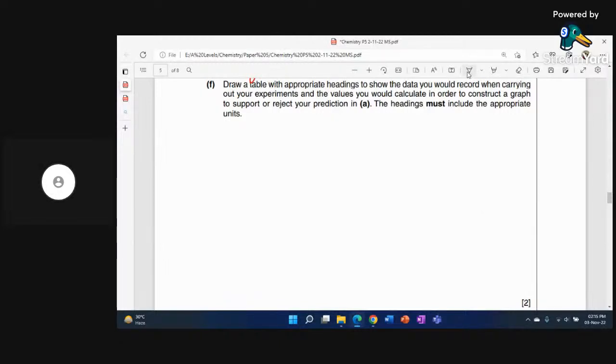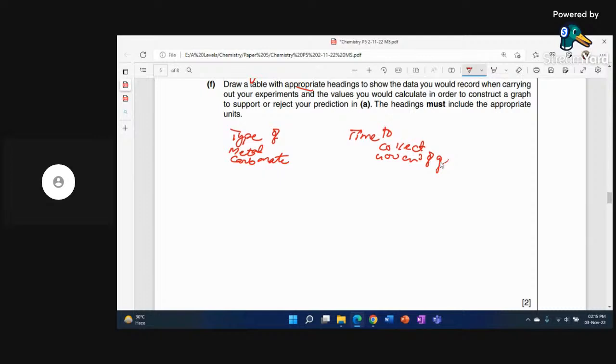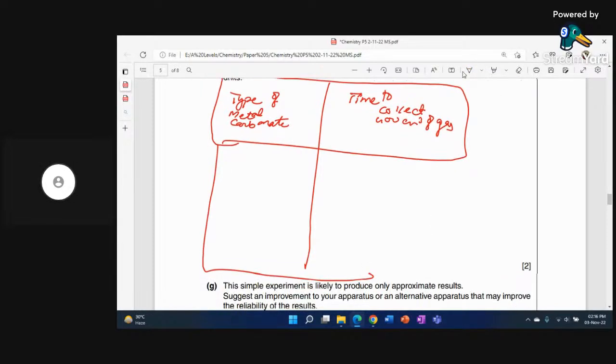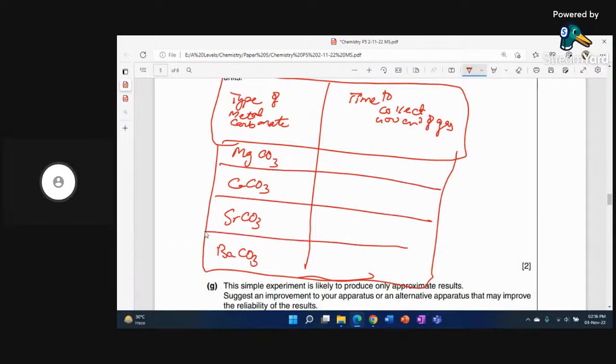Moving on to the next part: draw a table with appropriate headings to show the data. Okay, I'm drawing it with my bare hands so it is very rough; you have to draw it very neatly on the paper. Okay, you've got magnesium carbonate, calcium carbonate, strontium carbonate, barium carbonate. Okay, so that is it, your table is completed.